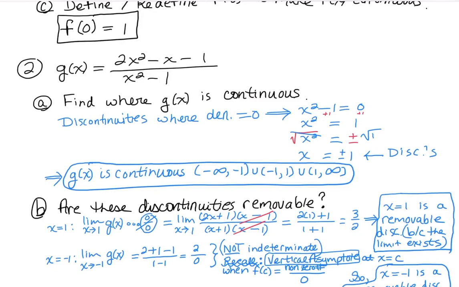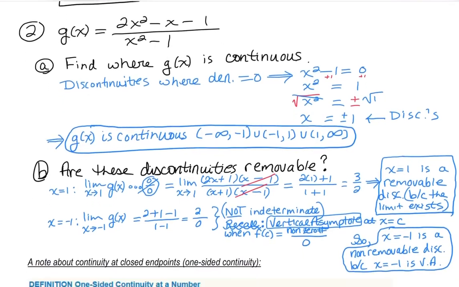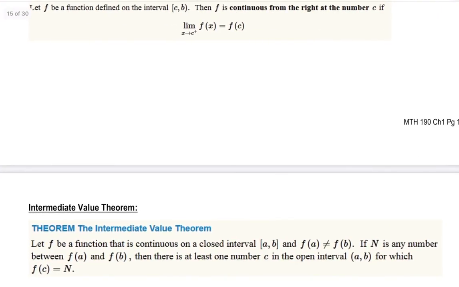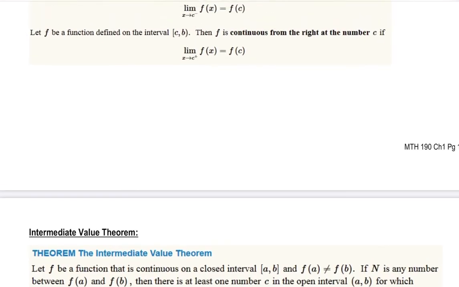So I think we'll kind of end there. When we come back next time, I have a little note about continuity at endpoints, but then we have one more little theorem to end the section with, something called the intermediate value theorem. So we'll take a look at that next time.